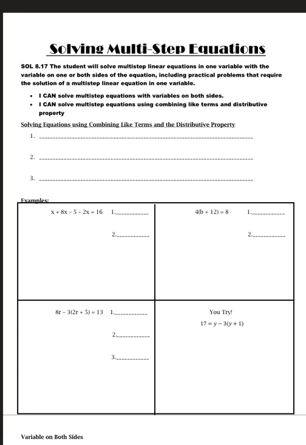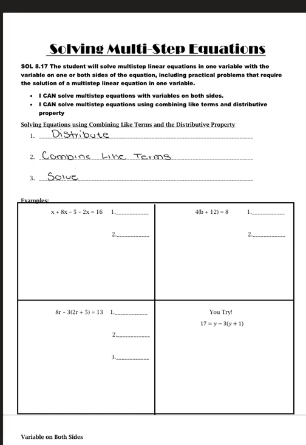All right, so when you're solving equations using combining like terms and the distributive property, the first thing that you want to do is distribute. The next step is to combine like terms. And then you're going to solve. Not all the time will you have to distribute, and not all the time will you have to combine like terms. So let's look at the first example.